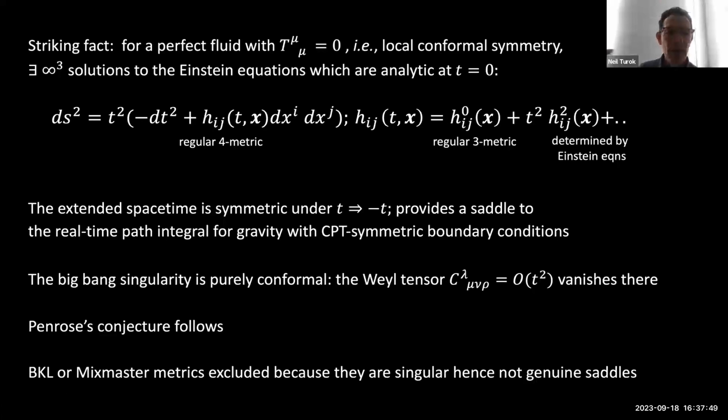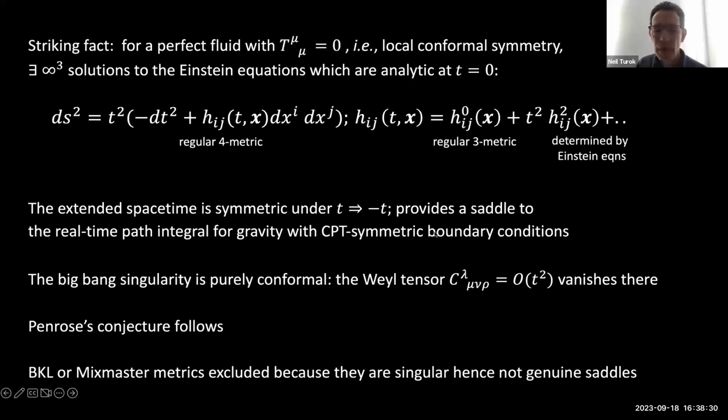It is surrounded by a set of non-zero measure containing the right number of solutions you would expect for the full nonlinear Einstein equations. The fact that this is a solution was actually known since the 60s. The only difference is people wrote it in proper time, and proper time is t squared. And so this symmetry under t goes to minus t was not evident. And I think it's really only in our work that this symmetry under reversing conformal time became emphasized.